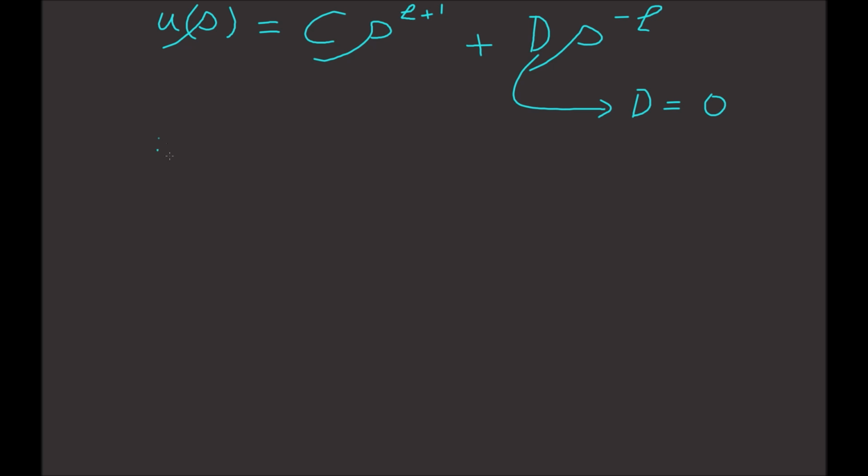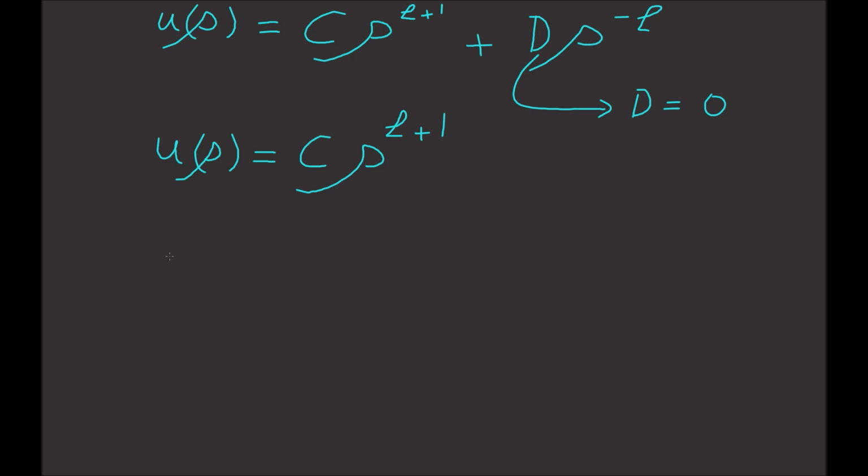Okay, which gives us the solution u of rho equals c times rho to the L plus 1. Alright, you may say, okay, this is still not done. We didn't find the whole solution. We didn't know the function u, but we know the function at its upper limit, infinity, and at its lower limit, 0. So we're going to hope that there's a function somewhere in between that we're going to try to find in a minute.